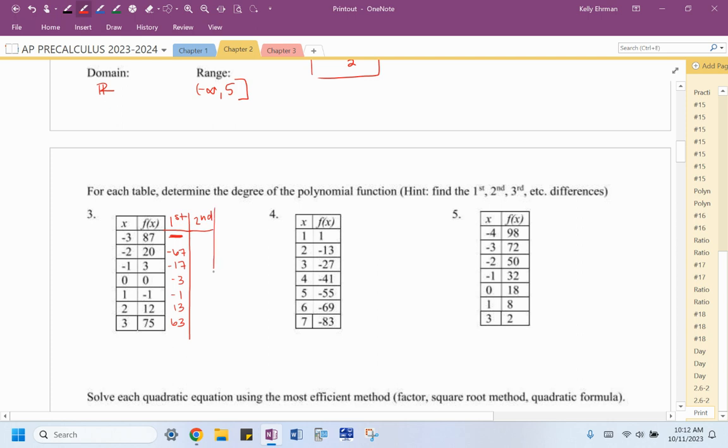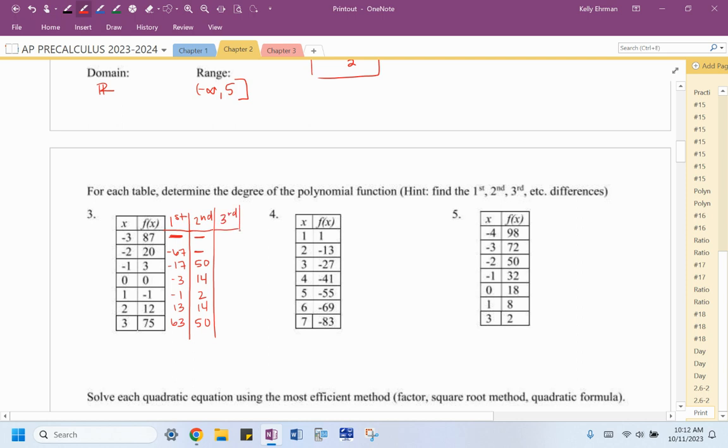Find the second differences, meaning subtract negative 17 minus negative 67. That's positive 50. Negative 3 plus 17 is going to be 14. Negative 1 plus 3 is going to be 2. 13 plus 1. 63 minus 13. So this is kind of interesting. It's like symmetric right here. That doesn't always happen. It's not quadratic because the second differences are not constant.